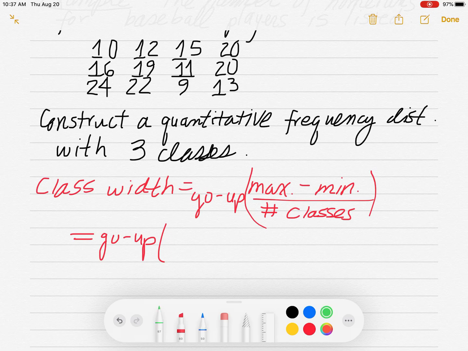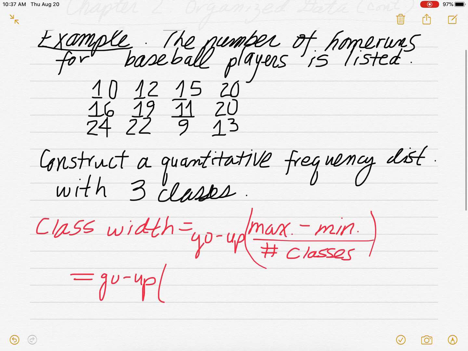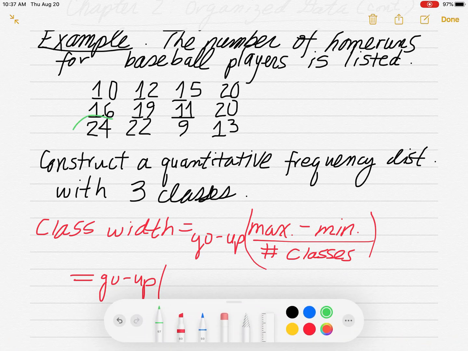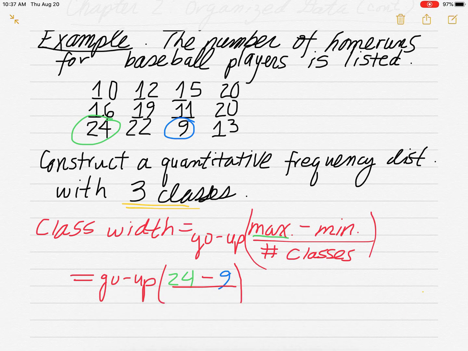What's the largest number here? Let me go to my list of numbers. Looks like 24, right? 24 home runs. That's the max. Minus the min. What's the smallest number here, everybody? It looks like 9. All right, and we're going to divide that by the number of classes. We're told to make 3, right? So we're going to make 3 classes.